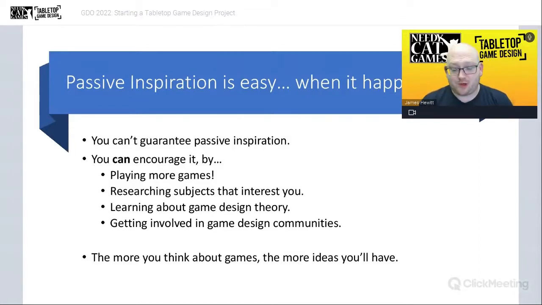A great way to think more like a designer and to have more design ideas is to meet other designers and play their games. And when you see their games, you might go, oh, that's a great idea. I could use that in something I'm working on. And ideas will occur to you because you're in that environment of playing games that are developing. As it says there, the more you think about games, the more ideas you'll have.